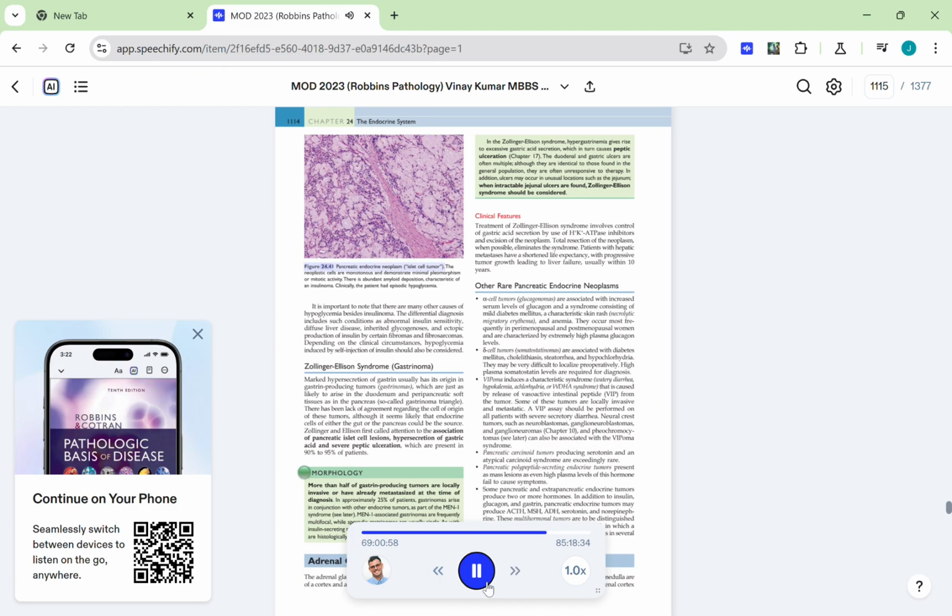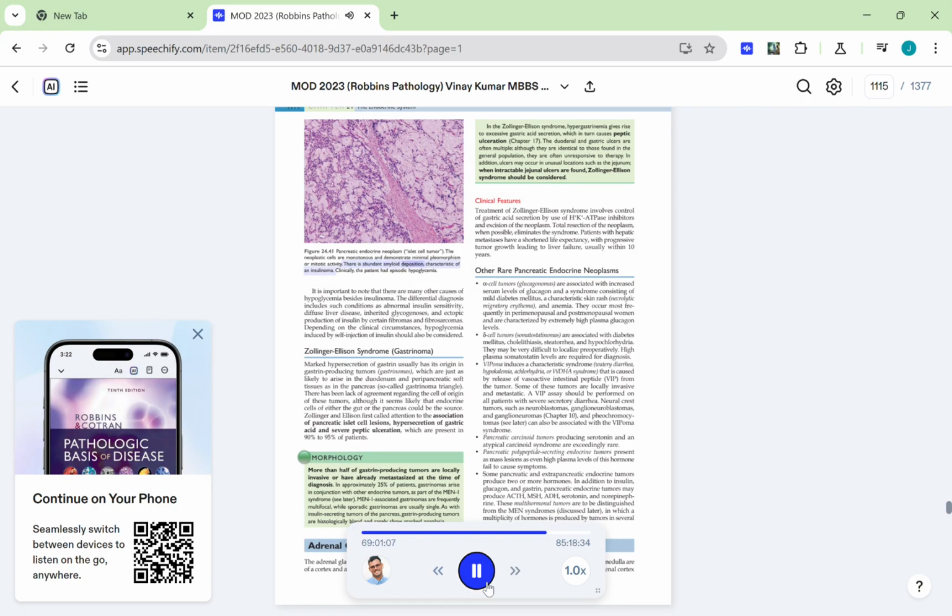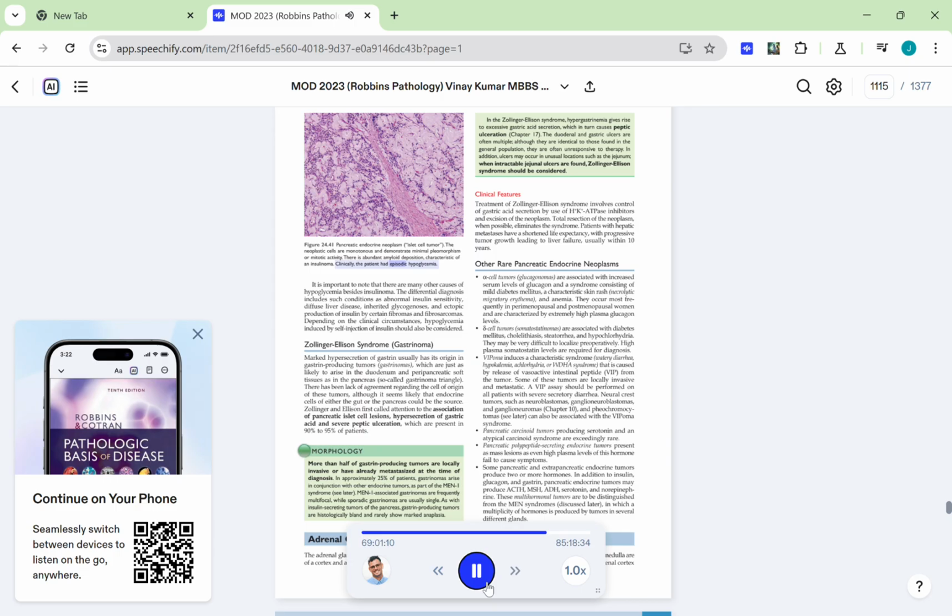Figure 24.4. Pancreatic endocrine neoplasm. The neoplastic cells are monotonous and demonstrate minimal pleomorphism or mitotic activity. There is abundant amyloid deposition, characteristic of an insulinoma. Clinically, the patient had episodic hypoglycemia.